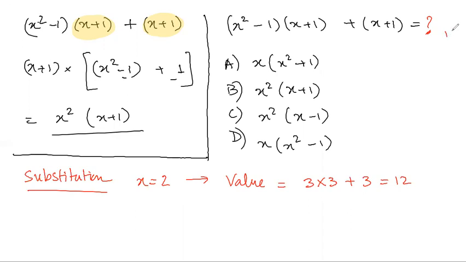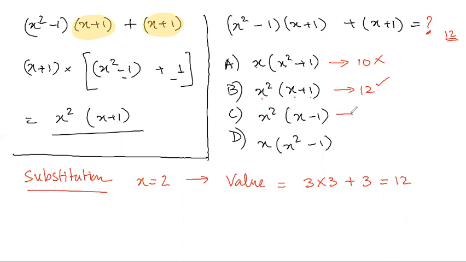This value is 12. Let's calculate the values for each of the options when I plug in 2. So 2 times 4 plus 1, 5. So that's 10, not matching. 4 times 2 plus 1, 3, 12. That kind of is fine. But don't just stop here. You might have another 12 somewhere.